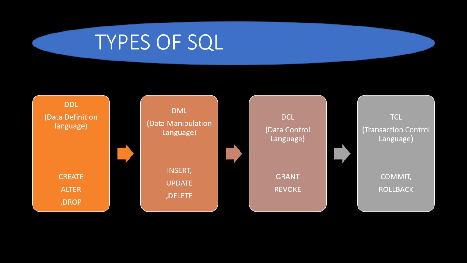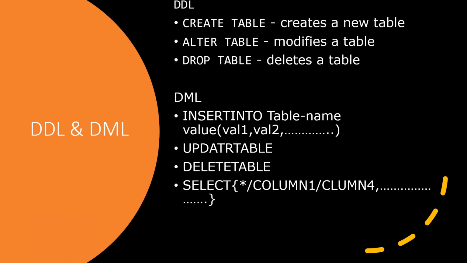Next one is the DML. DML is Data Manipulation Language. It's used to insert, update, and delete in the table. Next one is the DCL. DCL is the Data Control Language, in which we use the revoke and grant commands. Last one is the TCL, that is Transaction Control Language. Here we work with commit and rollback. In the next slides we'll discuss them in detail.